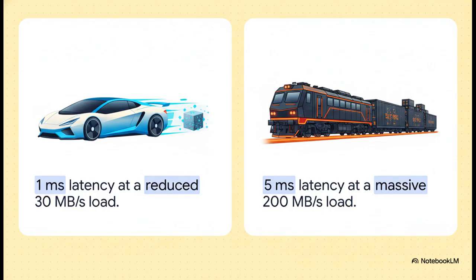And here is the real nuance. RabbitMQ is the absolute king of speed, achieving sub-millisecond latency, but, and this is a big but, only when the system is lightly loaded, say around 30 megabytes per second. If you overload it, that latency spikes. Kafka, because of its poll model and batching, has a slightly higher baseline latency of around 5 milliseconds. However, it sustains that low latency even when it's being completely bombarded with a massive 200 megabytes per second load.